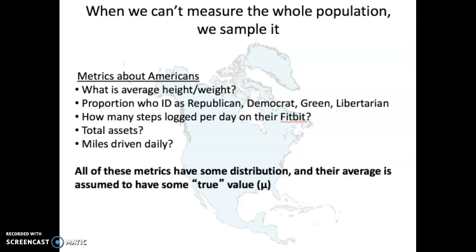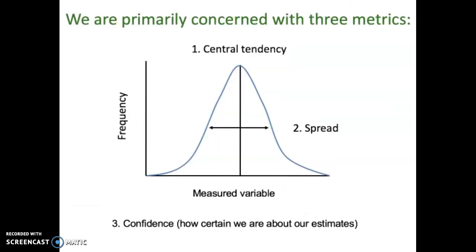The answers to all of these questions have some kind of distribution, and their average is assumed to have some true value. We call that true value mu. So how do we figure out mu? We don't. Instead, we sample a subset of the population and we estimate something that we call X bar, which is just the mean for the sample.